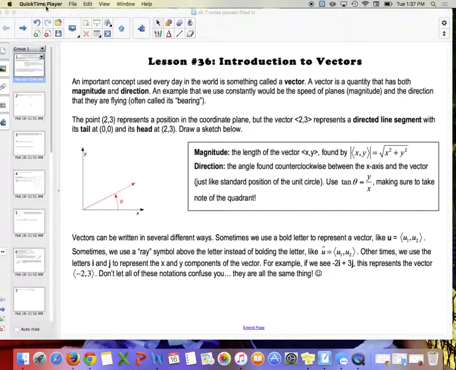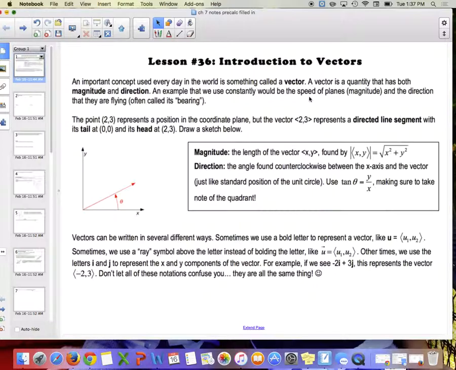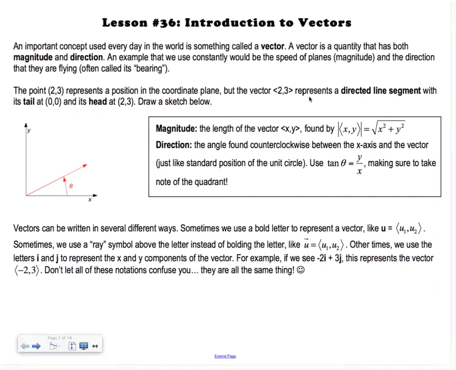Does that make sense? All right, so an example would be, as Alex likes, the speed of planes. That will end up being the magnitude. And the direction that they're flying is often called bearing. You guys remember we talked about bearing before.